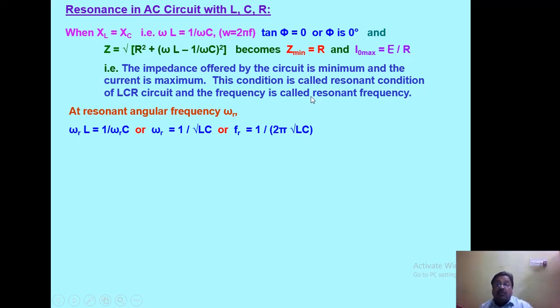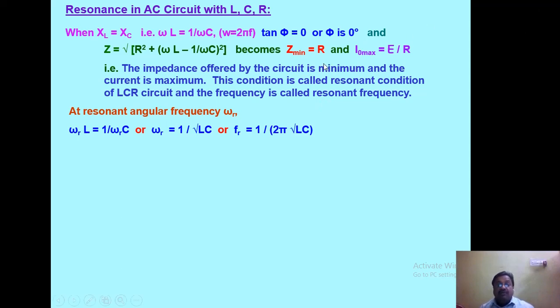So the impedance offered by the circuit is minimum and the current is maximum. When the current flowing through the LCR circuit is maximum, then we say this circuit is at resonance, or this condition is called the resonant condition of the LCR circuit, and at that time the frequency is said to be the resonant frequency. So let us calculate what the resonant frequency is.